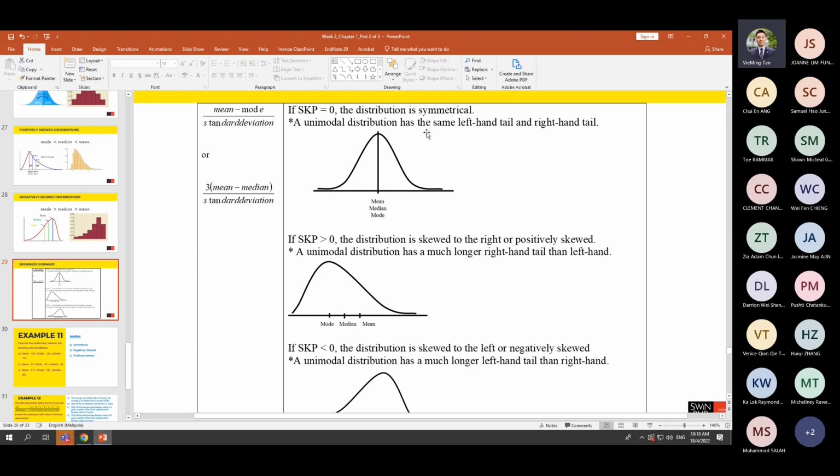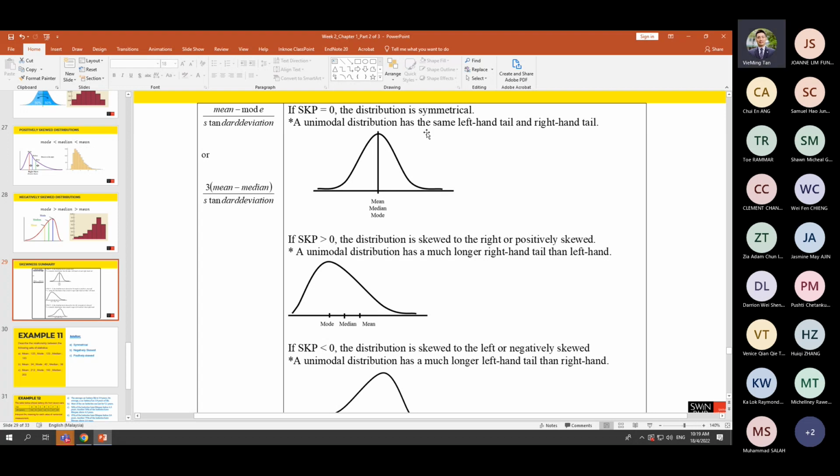However, as we noticed this morning, not all data have a mode value. Some data have no mode. Then we cannot use this formula to get the skewness. How? We use this one: 3 multiplied by mean minus median, divided by standard deviation. If your SKP is equal to 0, that means the data distribution is symmetrical. I prefer the first one because it's simpler, but if we don't have the mode, we use this formula. Or if your mode has more than one, then we better use the second formula.